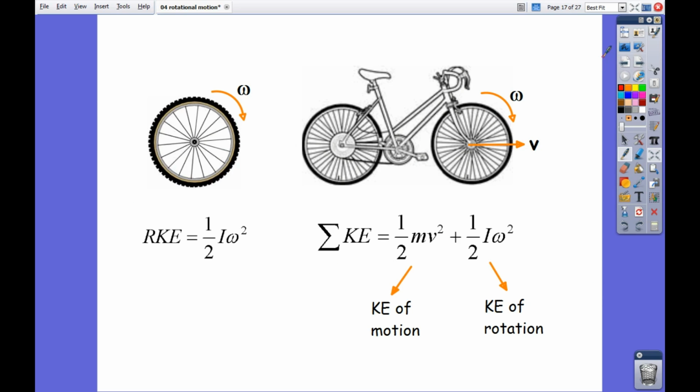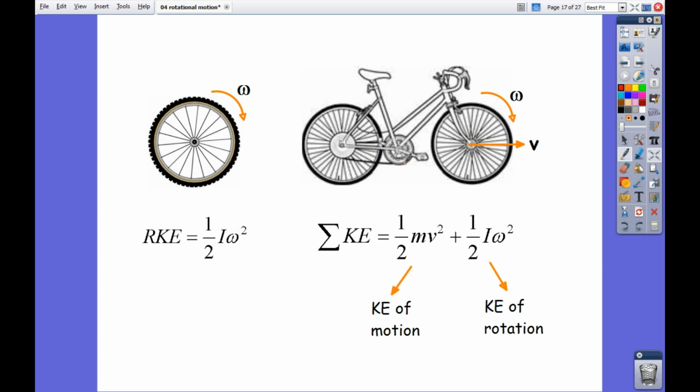Here is a picture of a tire that is rotating at its center, but it's not moving anywhere. So this tire has only rotational kinetic energy, a half I omega squared.